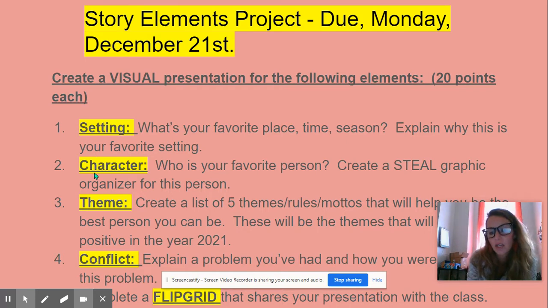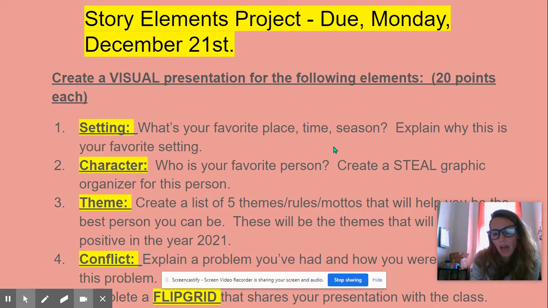The next thing that you're going to do is think about your favorite person. When we started the book Ghost, we did a steel chart on Castle, our main character, or Ghost is what they call him. We also had an activity where you guys did a steel chart on yourself. And now you're going to take that knowledge and apply it to your favorite person. What does your favorite person say? What do they think? How do they affect other people? What do they do, their actions, and then what do they look like? And you're going to create that as part of your project.